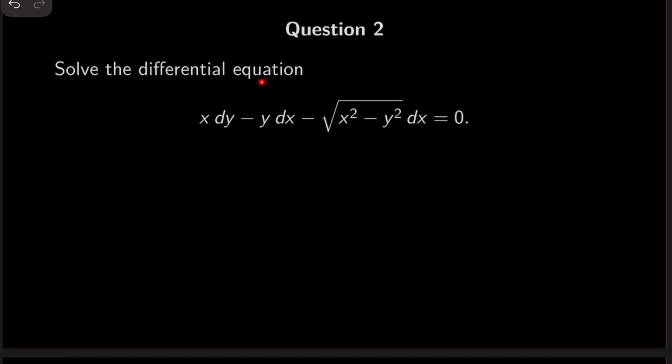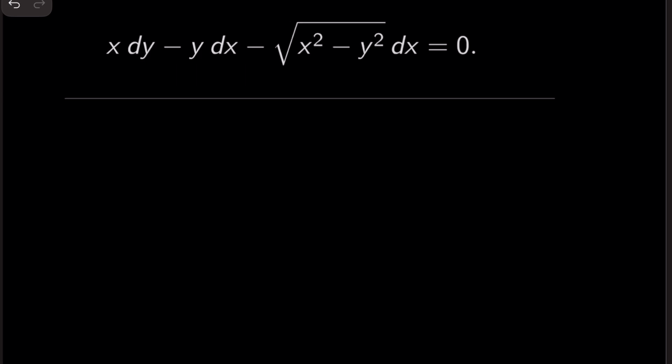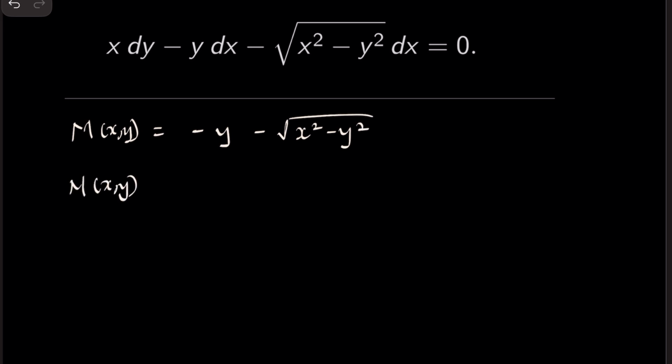With our second question, we have to solve the differential equation x dy minus y dx minus square root of x squared minus y squared dx is equal to 0. First of all, we need to verify if this given differential equation is homogeneous. So now let's find our M of xy. M of xy is the function attached to the dx. So we are going to have our M of xy giving us minus y minus square root of x squared minus y squared, and our function N of xy is the one attached to the dy, so that will be x in this case.